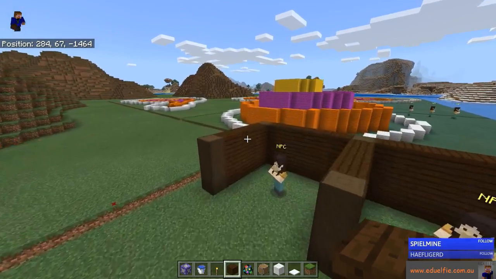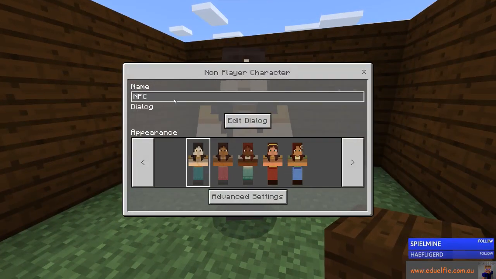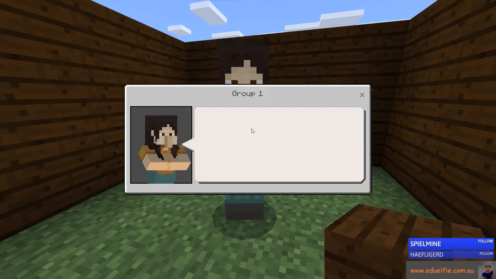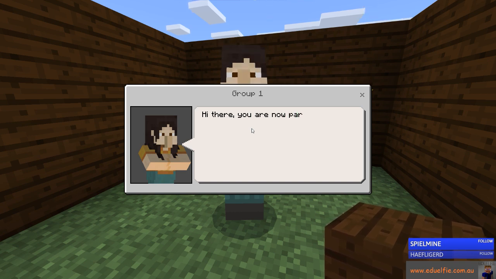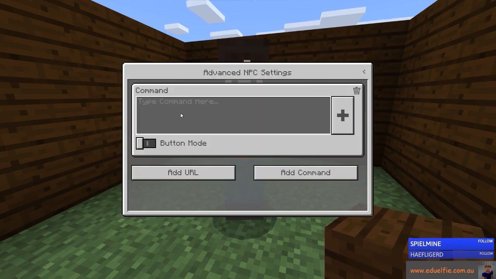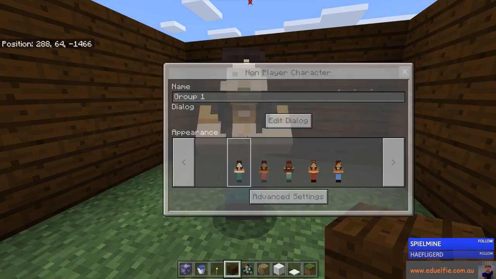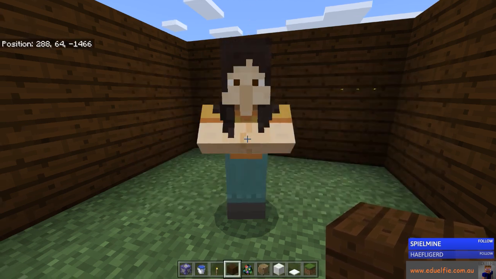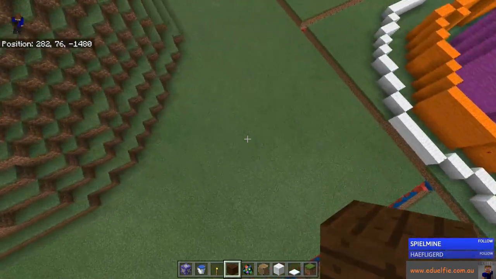Okay. So let's group 1. Hi there. You are now part of group 1. And then he is going to /tp at an inner radius of 2 to x, y, z. Now I don't know what x, y, and z are yet, so I guess I should probably work that out.